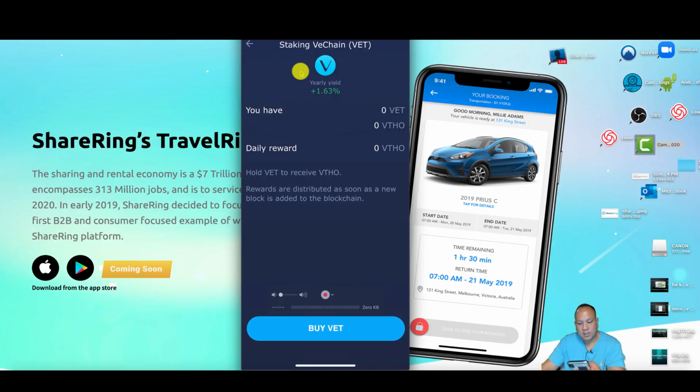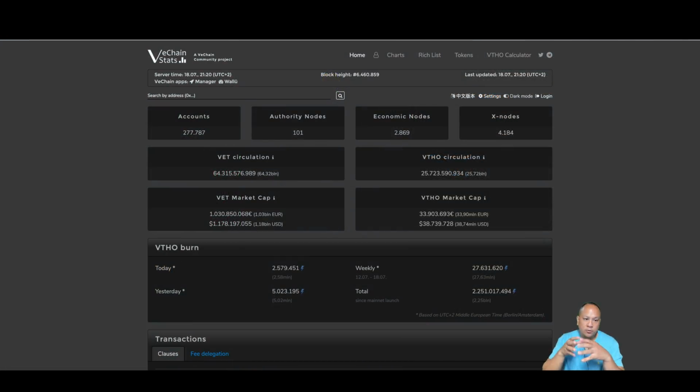Now, if you look at this, I'm on my phone for Atomic Wallet. The Atomic Wallet staking for Vechain is 1.63%. And now, if you wanted to find out how to calculate the staking percentage from the actual Vechain Manager or the Vechain mainnet, the whole ecosystem that is owned by Vechain, you could come over to this site called Vechain Stats. And underneath Vechain Stats, you could come over here to the VTHO Calculator.